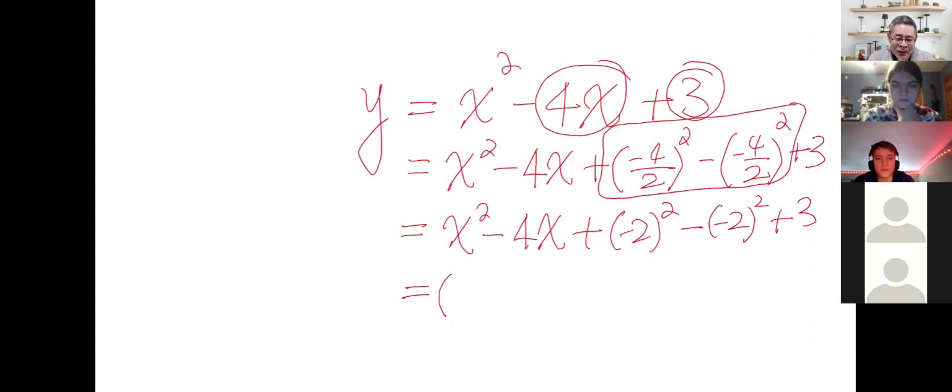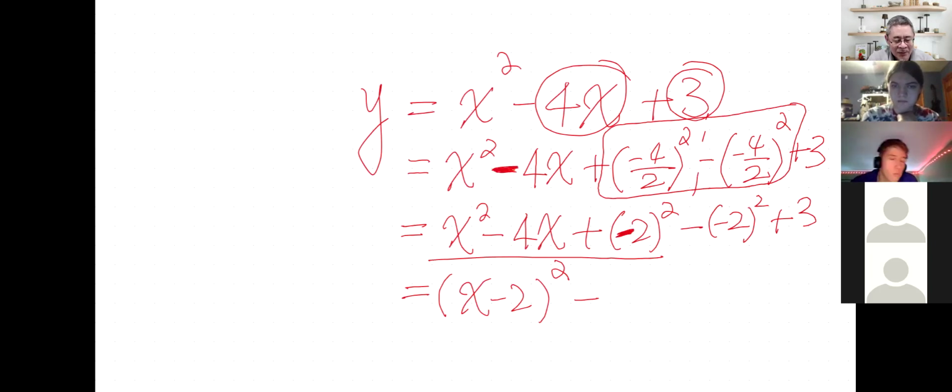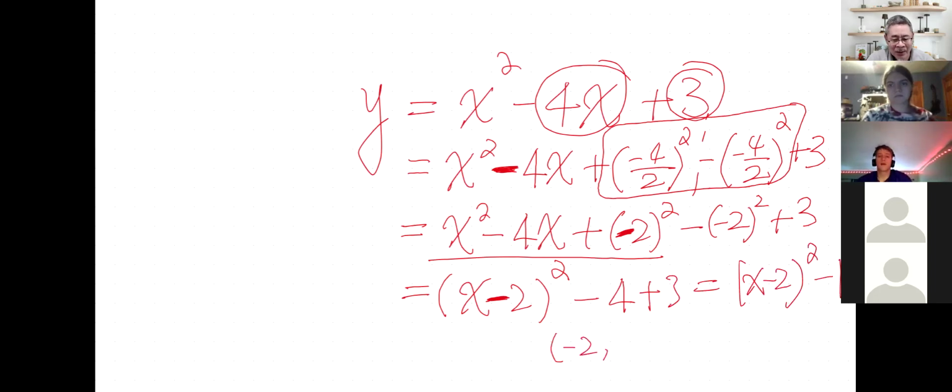But this half goes to this side to make x minus 2 squared. And the other side, the sign is very, very important. As long as this is a negative, so this is a minus. And then this negative squared is 4, plus 3. So we got x minus 2 squared minus 1. Therefore the vertex is negative 2 and 1. We write it like that because one is the x coordinate and one is the y coordinate. Good.